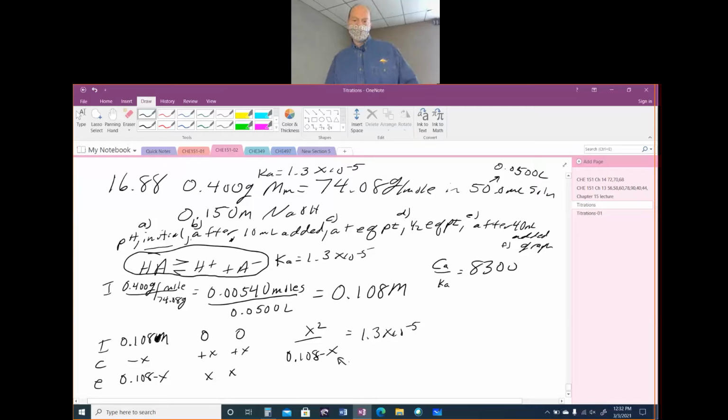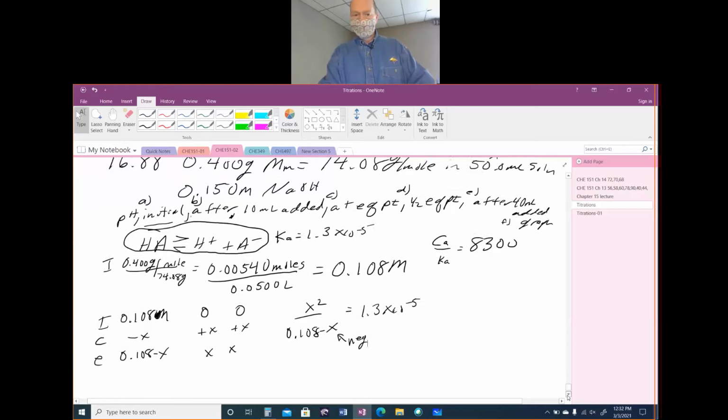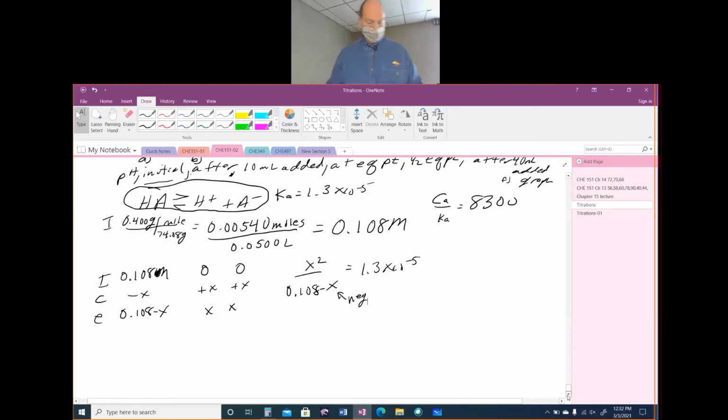So we can neglect this X. We don't have to do successive approximations. We do not have to do the quadratic equation. We simply take 0.108 times 1.3 times 10 to the minus 5, and then we take the square root of that. That is our X value, and that is our final value for our X. All right, so you get X is equal to 0.00118.